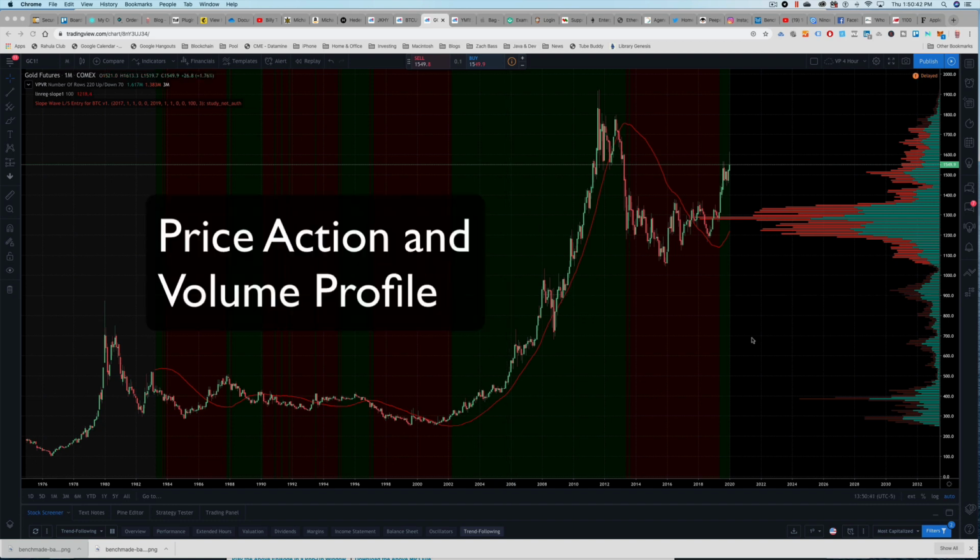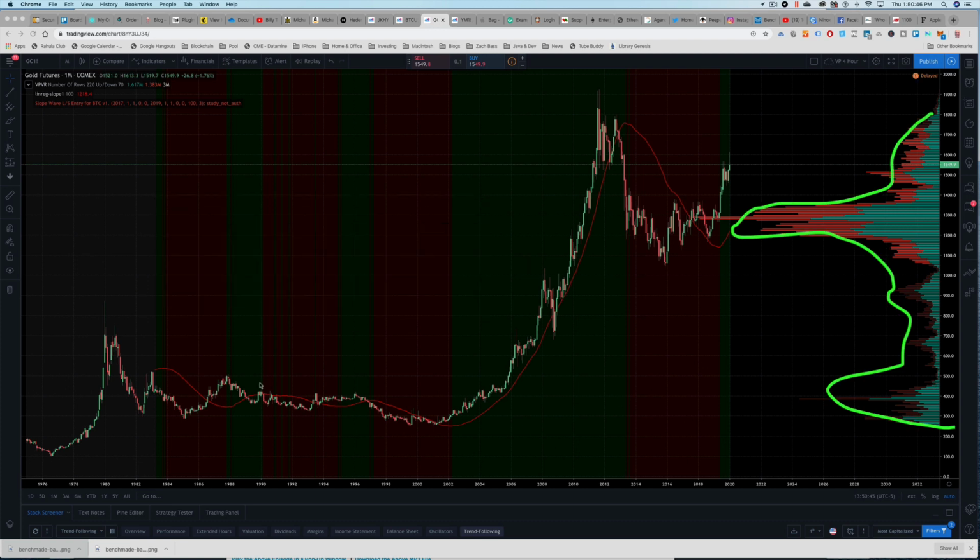On the right-hand side, we have the volume profile of the gold chart. This is a monthly gold chart, so each bar constitutes 1 month of gold price action. There is an indicator on here. What is that indicator? It's a linear regression slope, basically a kind of tool that you would use for trend following, when is a trend starting, etc.